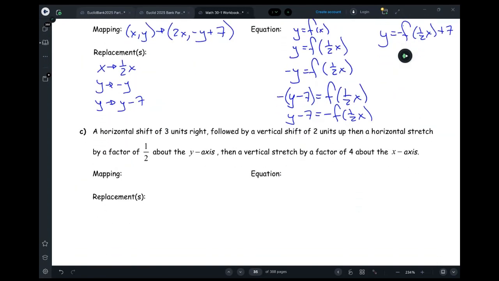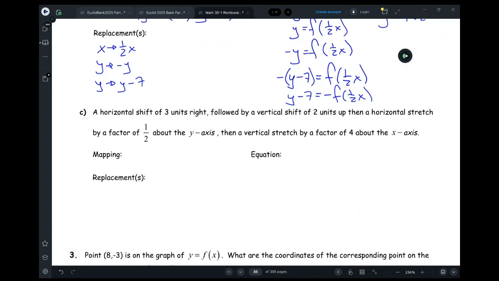Okay, and then we'll do one more here in this question. A horizontal shift 3 units to the right, okie dokie. So that means I'm going to replace x with x minus 3, followed by a vertical shift 2 up. That's going to be replacing y with y minus 2. Then, here we go, a horizontal stretch by a factor of 1/2. Okay, this question is forcing me to do this in the wrong order.